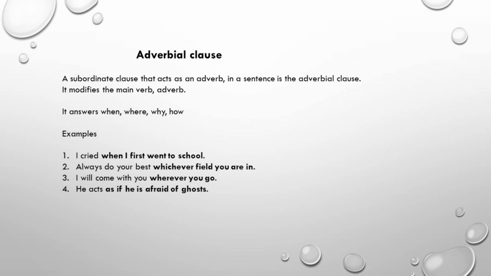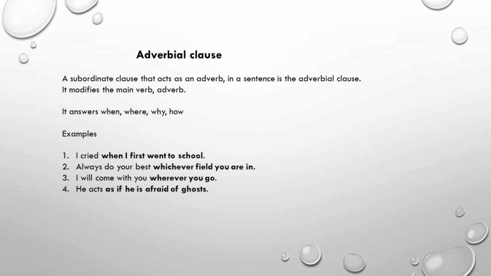Now moving on to adverbial clauses. A subordinate clause that acts as an adverb in a sentence is the adverbial clause. It modifies the main verb or adverb in a sentence. Adverbial clauses answer the question when, where, why and how.